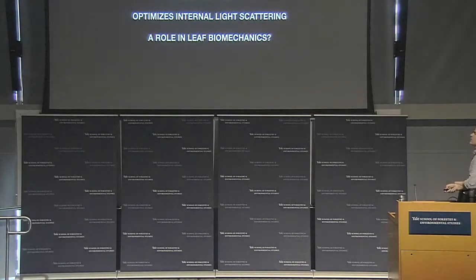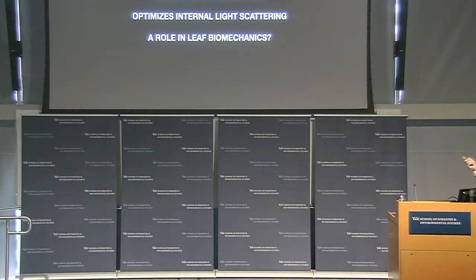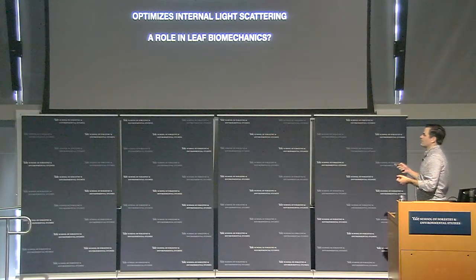So we think that the increased mesophyll surface area probably increases the water vapor movement, right? So water out, and that means that it also increases the CO2 absorption, pulling CO2 in. It optimizes the internal light scattering, perhaps. We're testing that right now, and there's probably a role in leaf biomechanics.